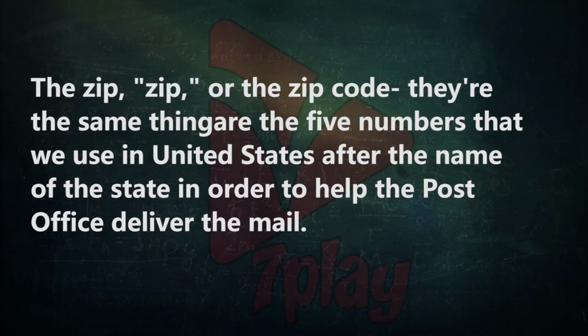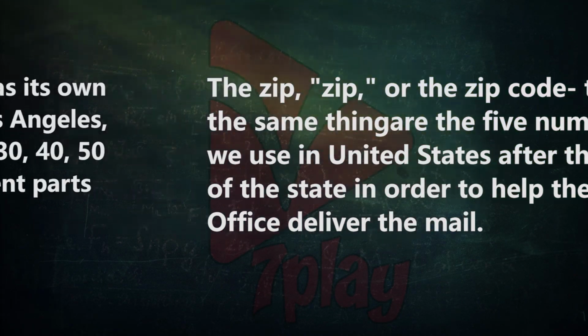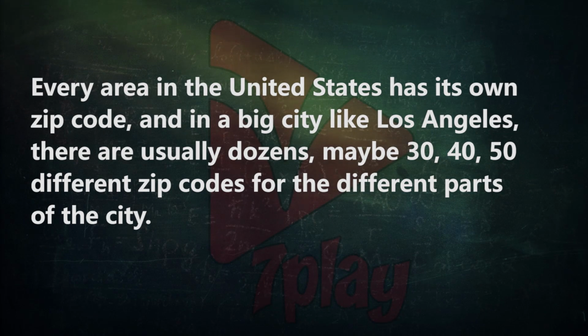The zip, Z-I-P, or the zip code, they're the same thing, are the 5 numbers that we use in the United States after the name of the state in order to help the post office deliver the mail. Every area in the United States has its own zip code, and in a big city like Los Angeles, there are usually dozens, maybe 30, 40, 50 different zip codes for the different parts of the city.